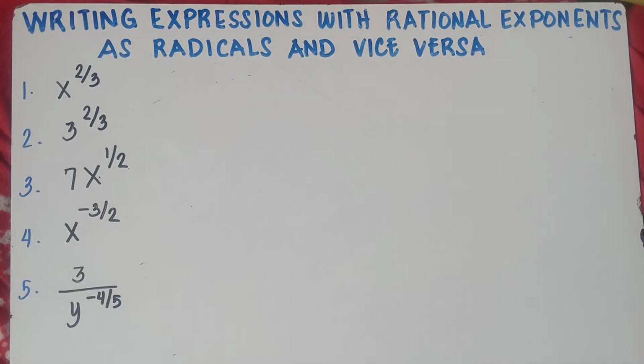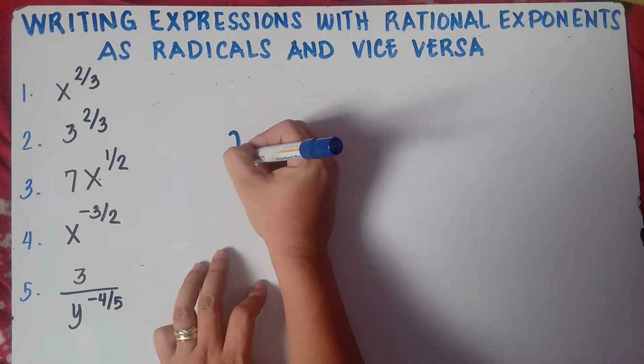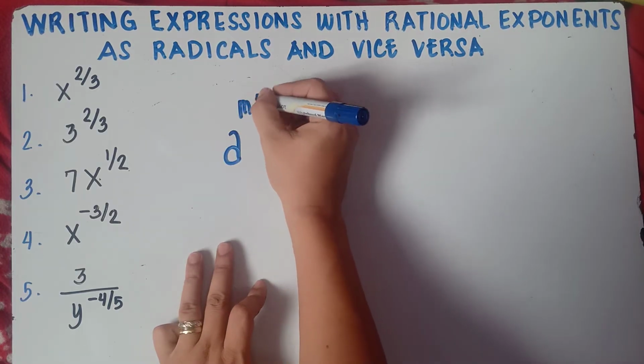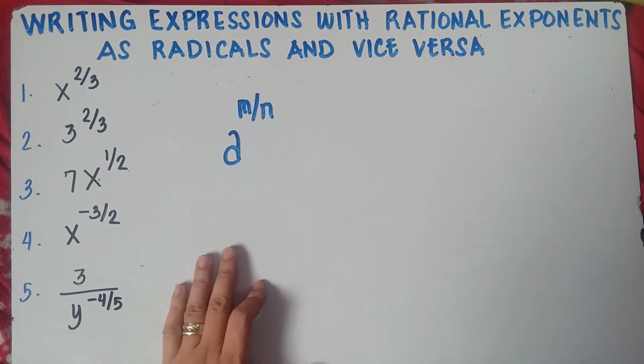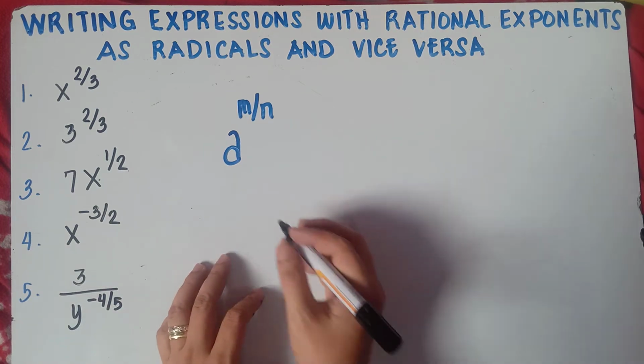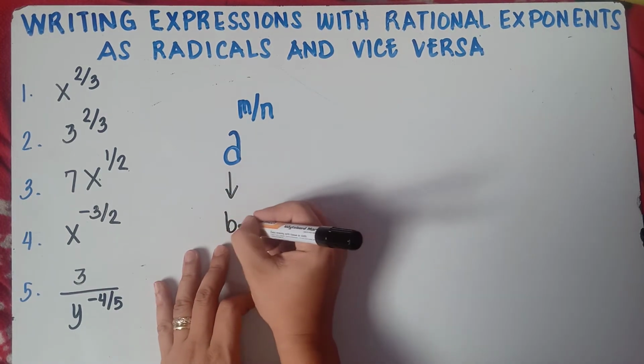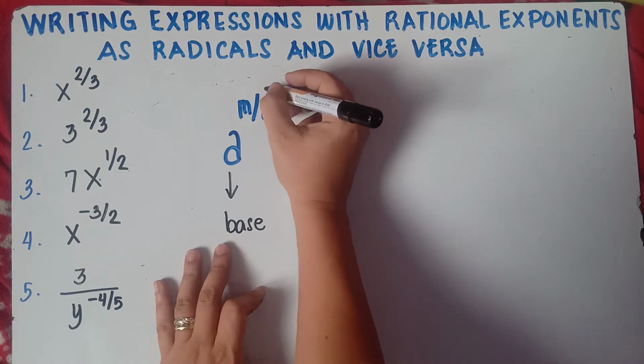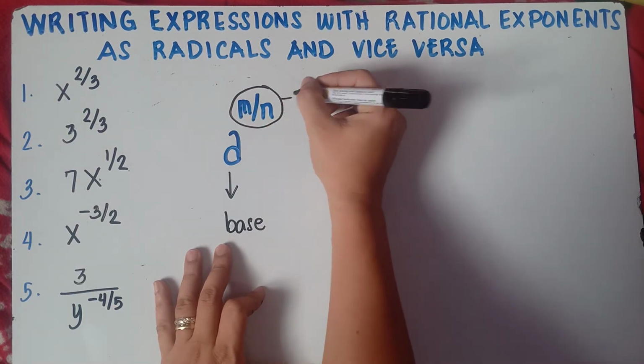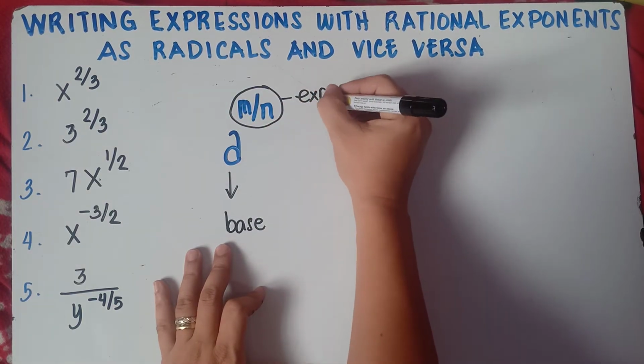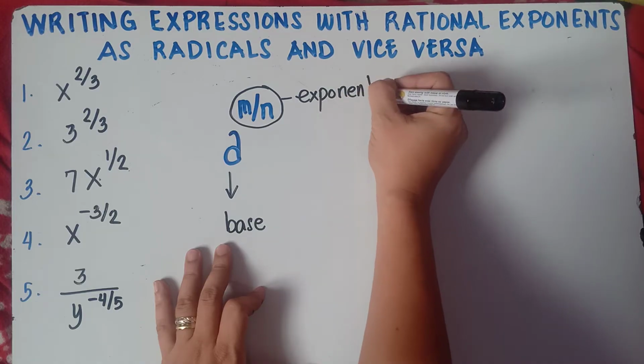Alright, so let's first have an equation, class. If you have a raised to the power of m over n, this a here, if you still remember the laws of exponent, is what we call our base, and this m over n is what we call our exponent. Do you still remember the laws of exponent, class?